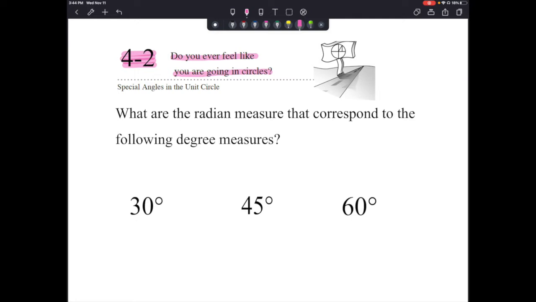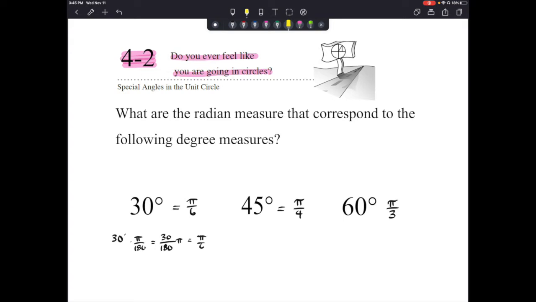So if you wanted to, you could do your conversions, right? You could say 30 degrees times pi over 180 gave you 30 over 180 pi, which gives you pi over 6. So we know 30 degrees is pi over 6. And you could do the same thing with 45 degrees and 60 degrees. When you do, you're going to find that 45 degrees was pi over 4, and 60 degrees, our bigger of the three angles, would then be pi over 3.